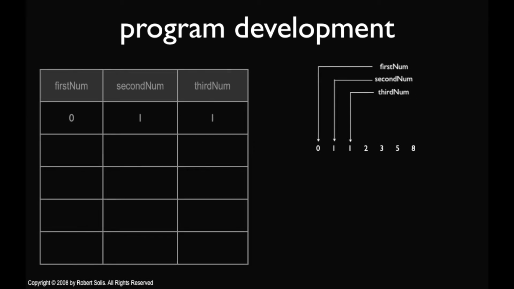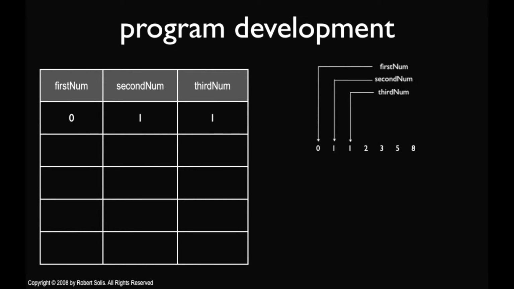Okay, let me show you again, but in the form of a table. So notice this table has first num, second num, and third num. Now, as you can see here, the value of first num is pointing to 0, so I put 0 into this cell of the table. Second num is equal to 1. Third num is also equal to 1, so that belongs here.